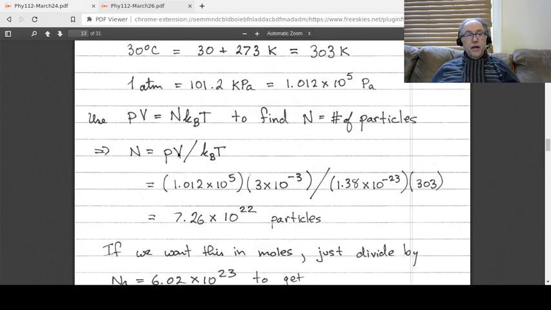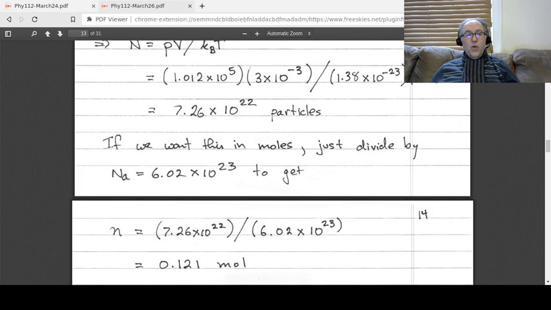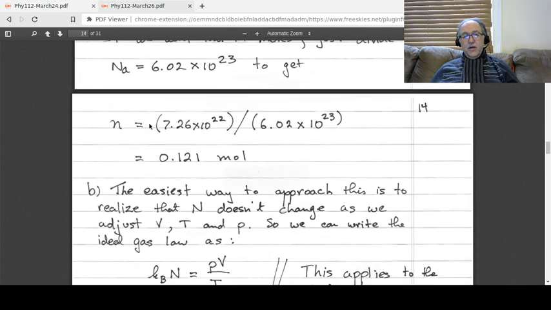All right. Now, that answers the question, but just for practice, say I asked you, in addition to that, to convert this 7 times 10 to the 22 particles into moles. How do you do that? You just divide by Avogadro's number, okay? And Avogadro's number is 6.02 times 10 to the 23. If we divide here, we simply get that we have 0.121 moles, okay?